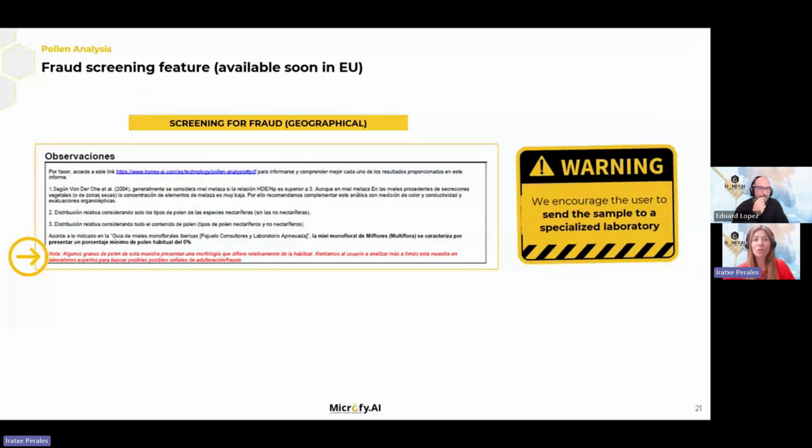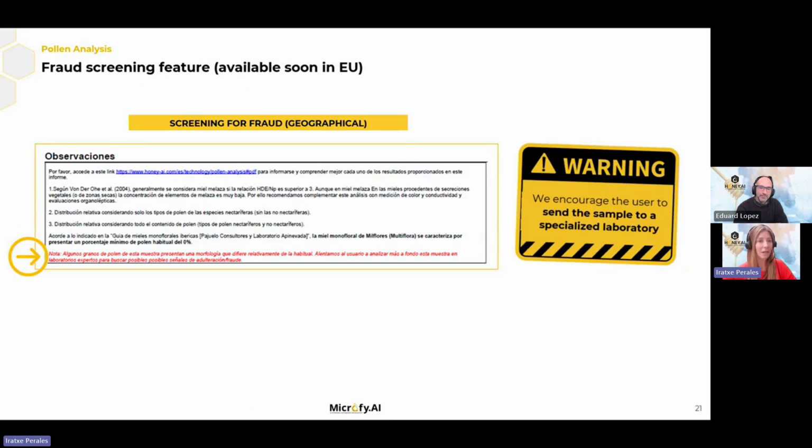Okay, which fraud screening can we do? I say screening because we never say that we are a fraud detection method. We are a fraud screening method. We only have a system that is very cheap, very affordable. You do it on your own, and it's 12 euros.